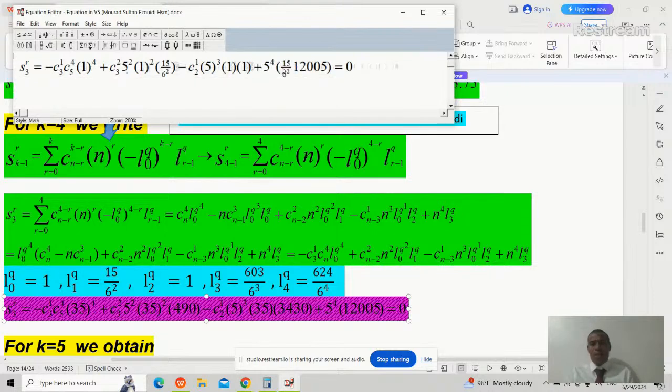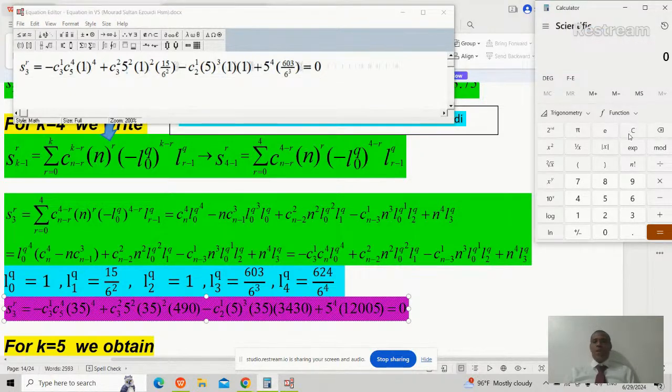I will make 603 divided by the cube of 6. Okay, so I will erase this one. Now I will calculate it. Now, learners, I will just use my calculator.